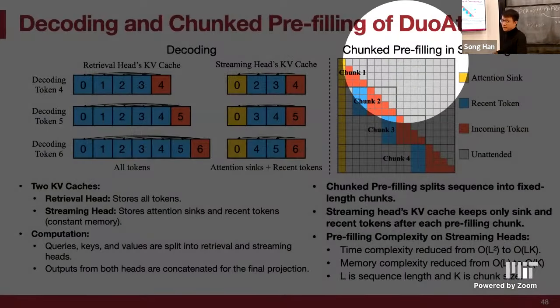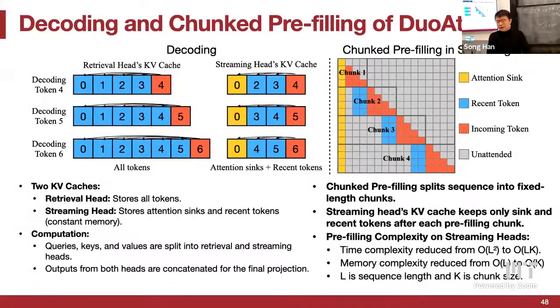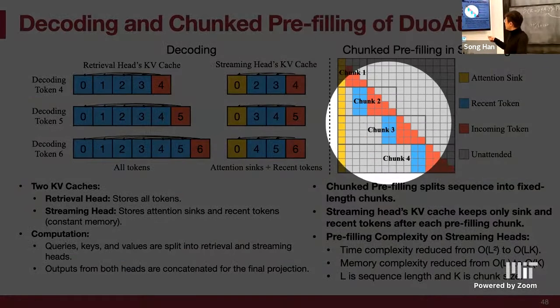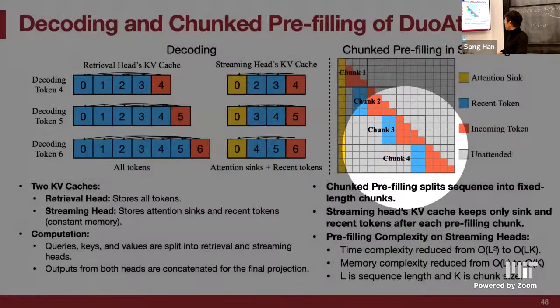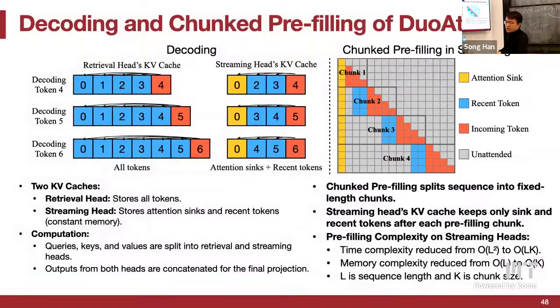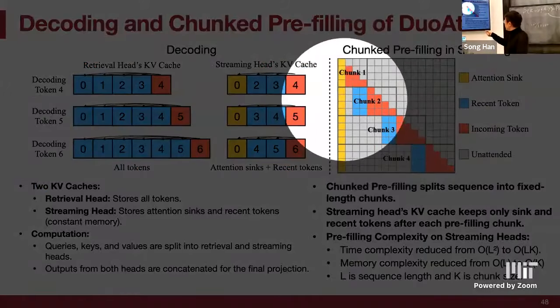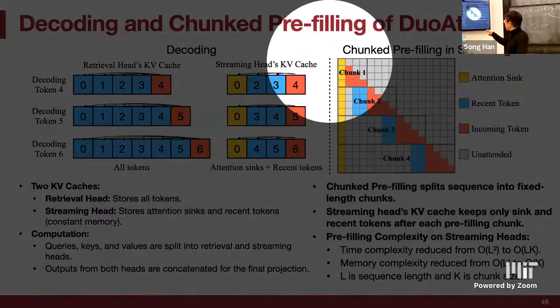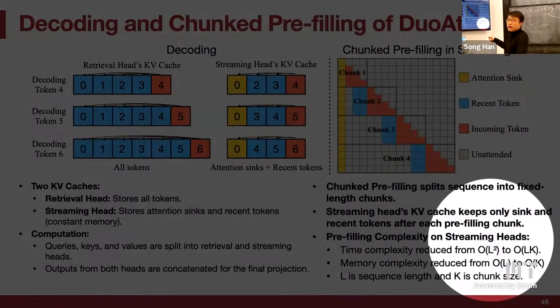In the pre-filling stage, we implemented chunked pre-filling to split the sequence into fixed-length chunks. So this is the first chunk, second chunk, third chunk, fourth chunk. So what is the time complexity without using duo attention? We have to calculate the area right here in the triangle, which is L squared, right?